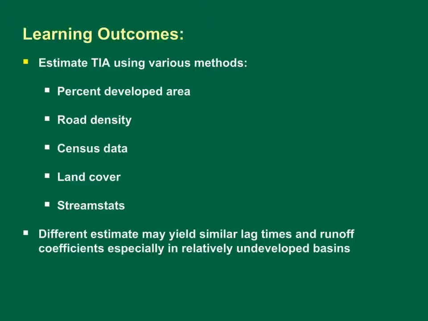In this training module, we learned about 5 methods for estimating total impervious area. We used the percent developed area, road density, census data, land cover, Streamstats. We also learned that different TIA estimates may yield similar lag times and runoff coefficients in relatively undeveloped basins.